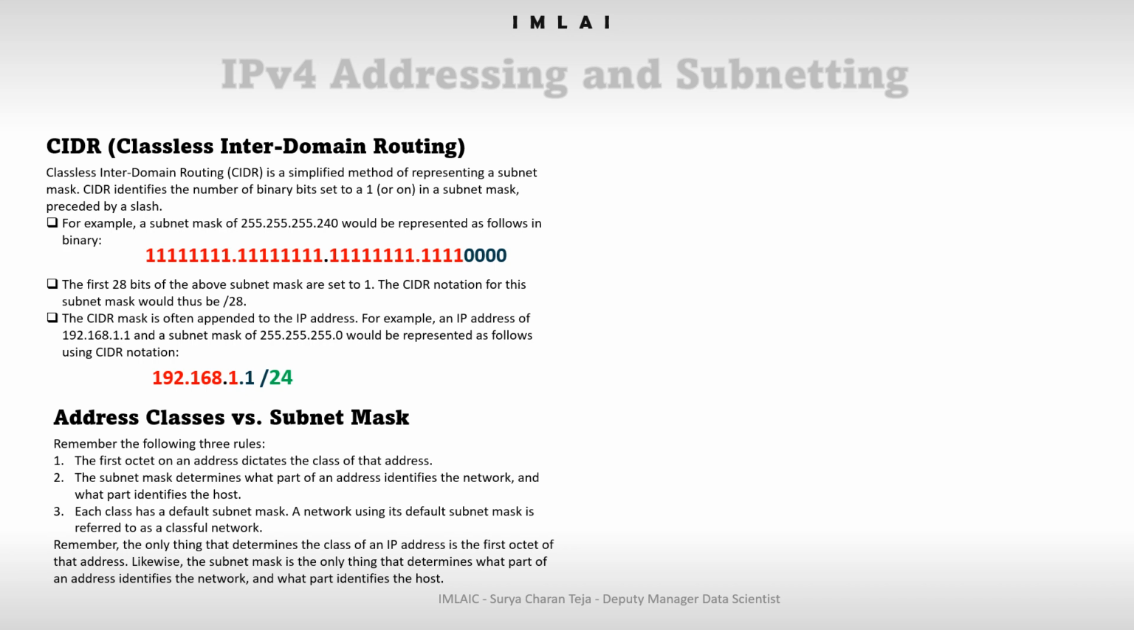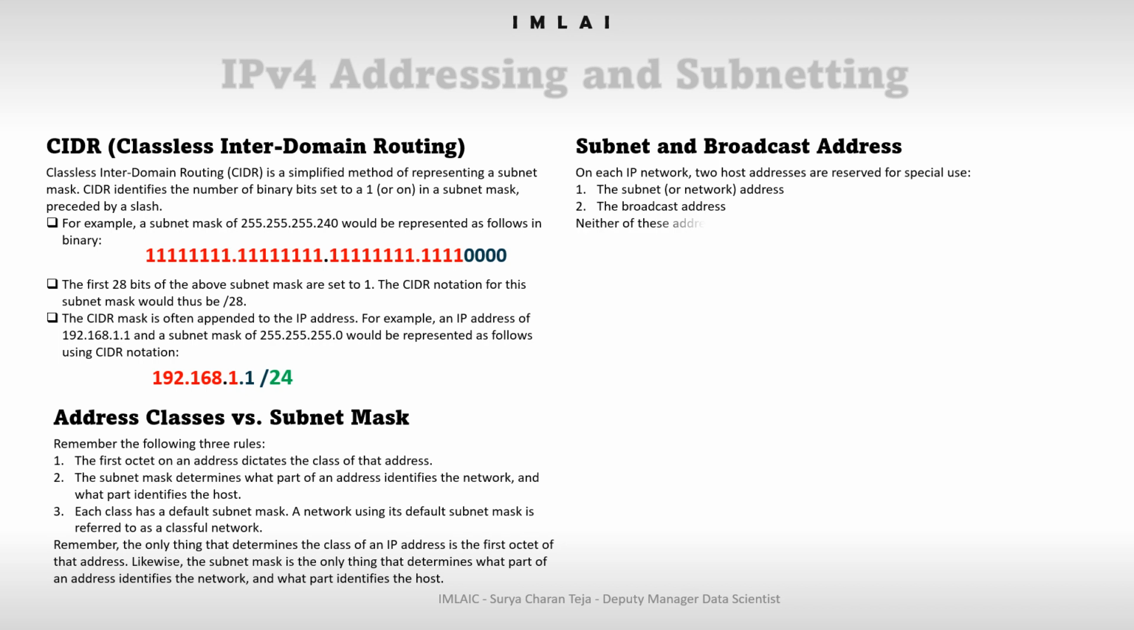So now let's move on to subnet and broadcast address. On each IP network, two host addresses are reserved for special use. One is the subnet address or network address, and the second one is the broadcast address. Neither of these addresses can be assigned to an actual host. The subnet address is used to identify the network itself.